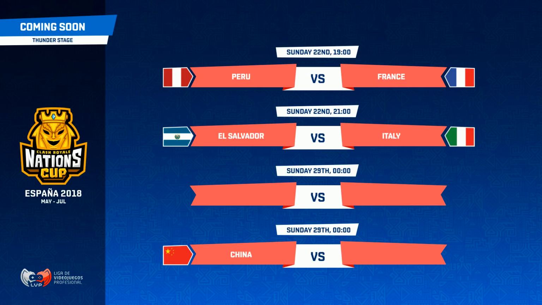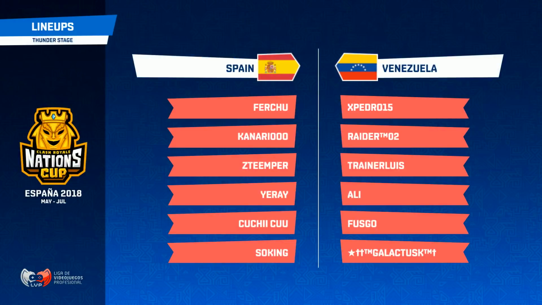Alright, so you can see the time here for the next match tomorrow. We've got France-Peru at 7 p.m. CEST, and then El Salvador versus Italy at 9 p.m. CEST once again. So that's going to be tomorrow, guys, and today, right now, we've got Spain versus Venezuela. Yep. We can have a look at the lineup. Yeah, we'll have a quick look at some of the players so far.